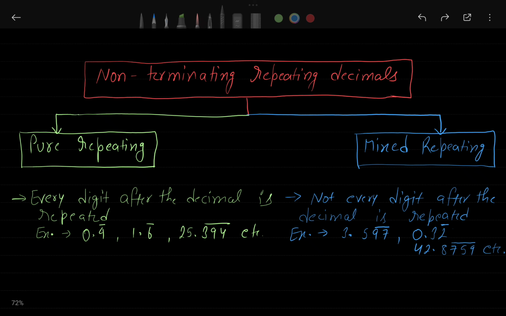So this was very important for us to understand what is pure repeating and what is mixed repeating, because we will be making use of these two types while converting non-terminating repeating decimals into p by q form. Now we have all the necessary information that we need to convert non-terminating but repeating decimals to p by q form. So now we can move to the conversion part. So let's see how you convert non-terminating but repeating decimals to p by q form.